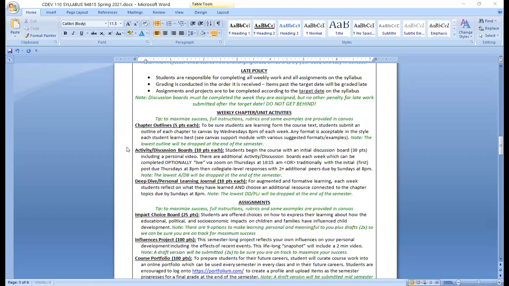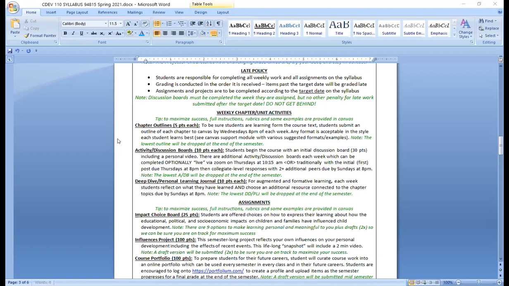So number 1, do your work. Number 2, I do not take points off for things being late. However, discussion boards need to be done in the week that they're assigned. That's the only difference. Because if you're a few weeks behind on a discussion board and you're on week 2 and everybody's on week 6, it's not really a discussion. You're just throwing stuff on a cork board. So don't get behind, but I'm really flexible.